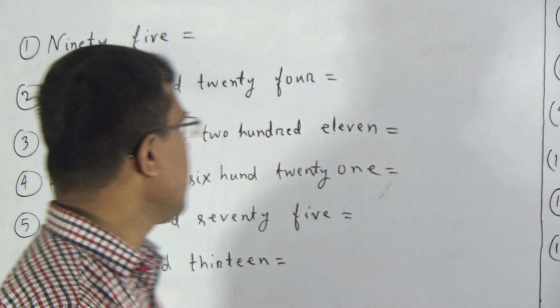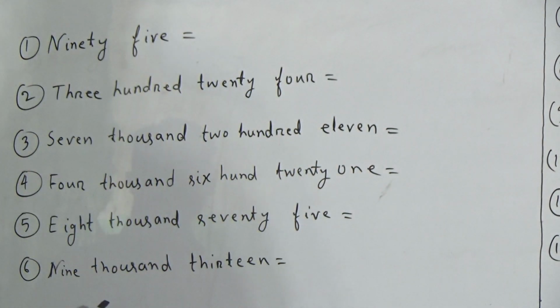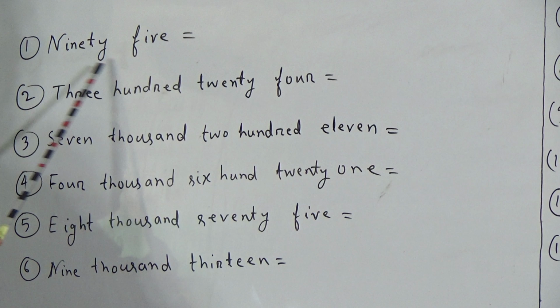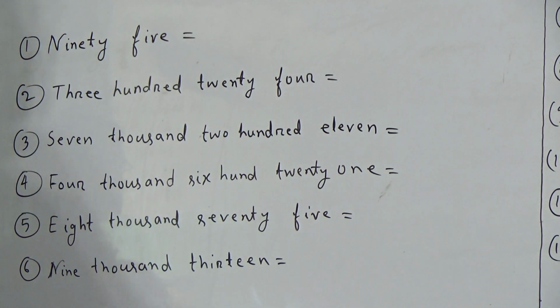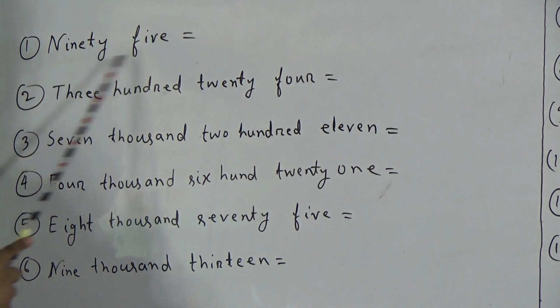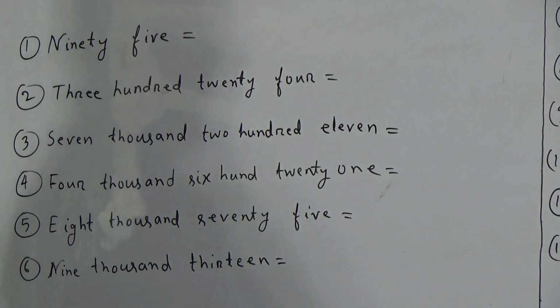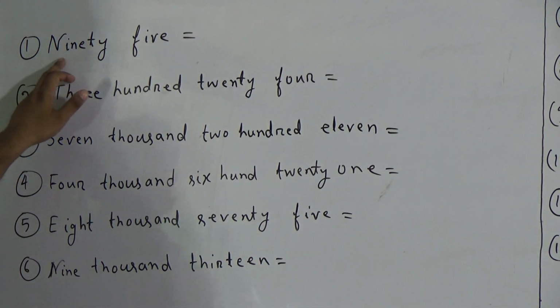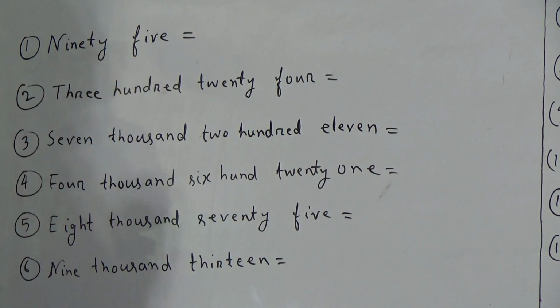Dear students, here some numbers are written using English letters, that means in spelling, and we have to write the numbers using digits. At first, number one is 95.